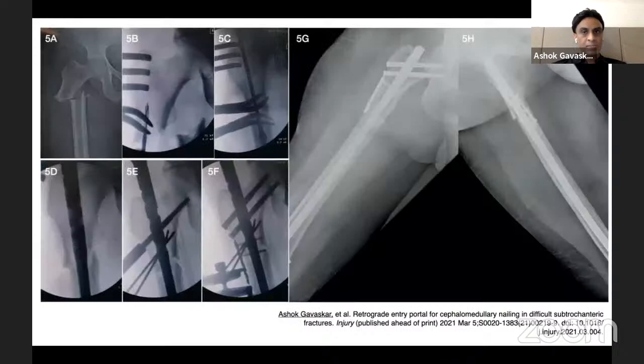So this is one illustrative example in a patient, around 60-odd years old, female, on long-term bisphosphonate therapy.